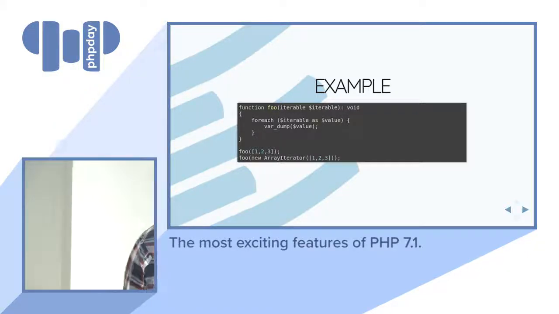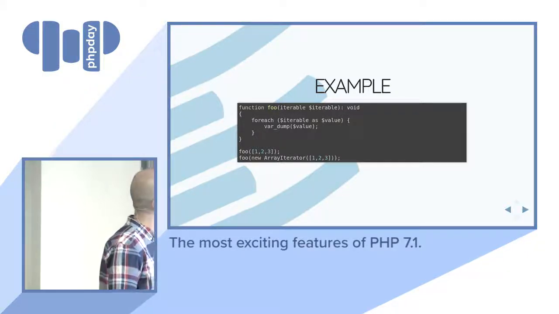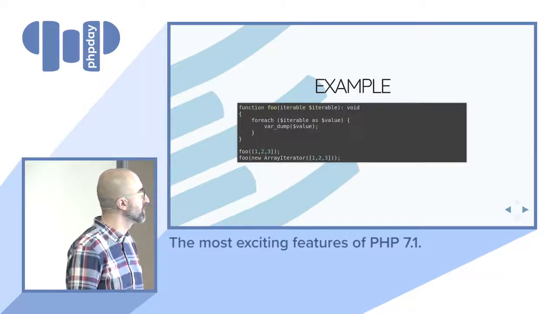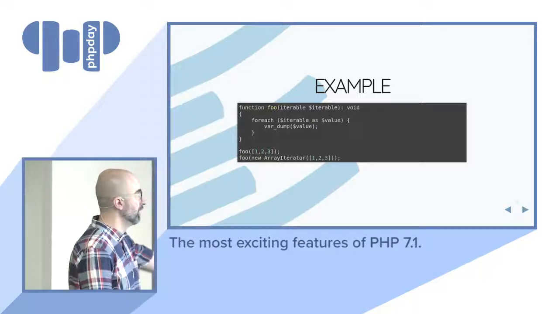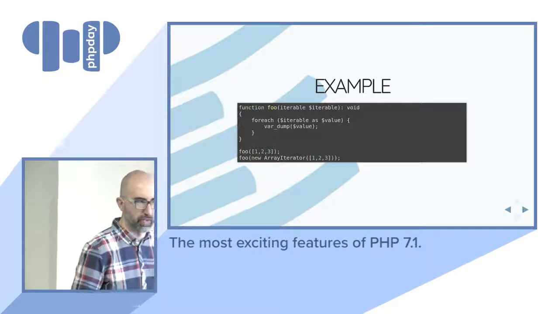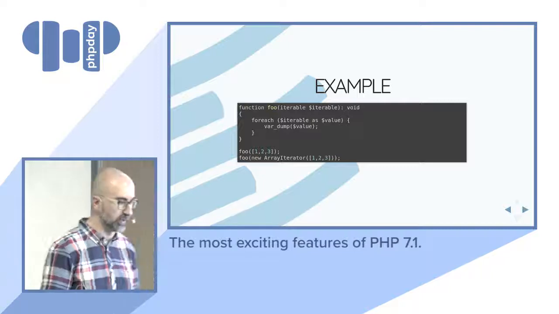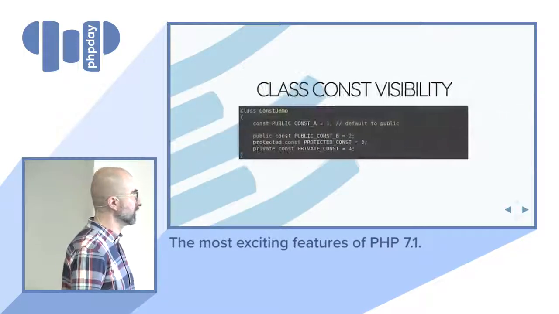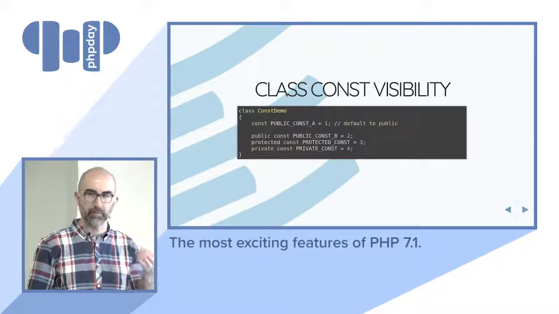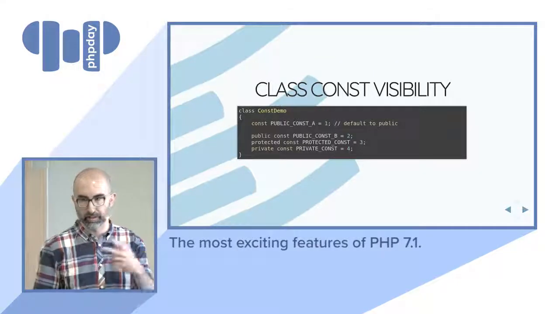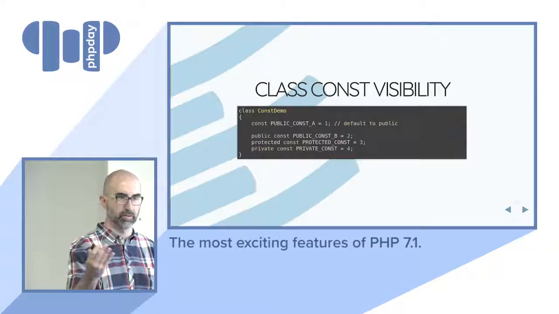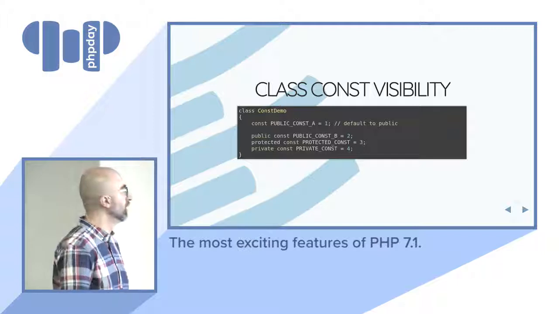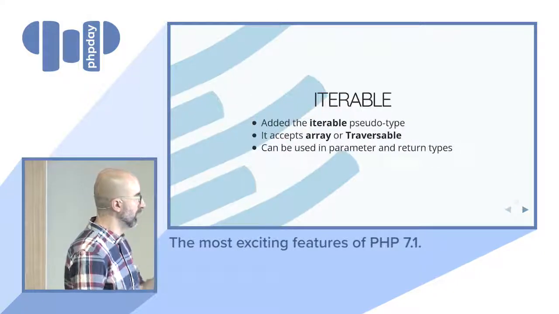So it's a way to manage both scenarios. Previously, before 7.1, you could not have the same feature actually. So it's a nice pseudo-type. I say pseudo-type because it's not a type itself. It's a way to manage these two types that are array and traversable.